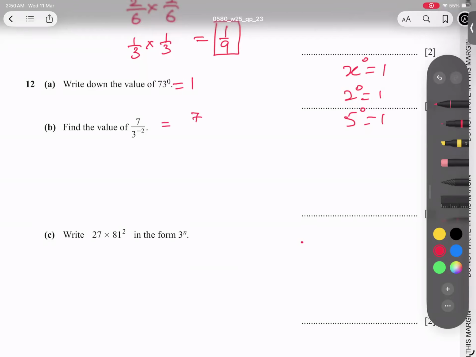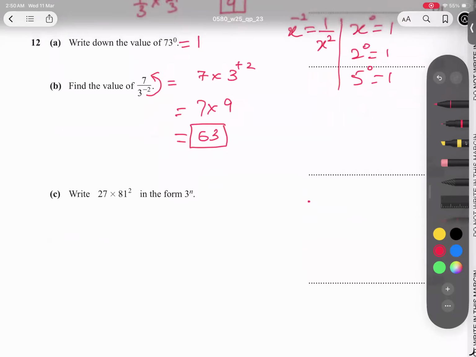7 over 3 to the power of negative 2. If I bring it up, what happens, students? The power sign changes. For example, if x to power -2, if I bring it to the denominator, the power sign will change and become positive. Note it, whenever it changes places. So if I bring it up, 3 to power +2, it will go up. So 7 times 3 squared means 3 threes are 9, and 7 nines are 63, and this is my final answer.